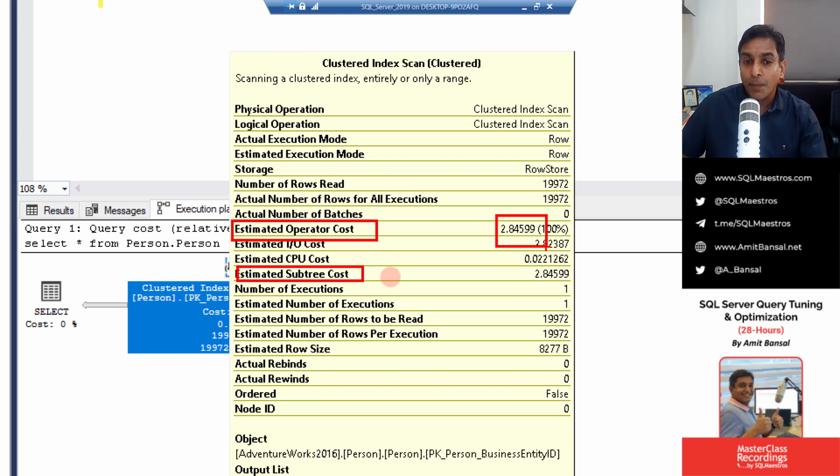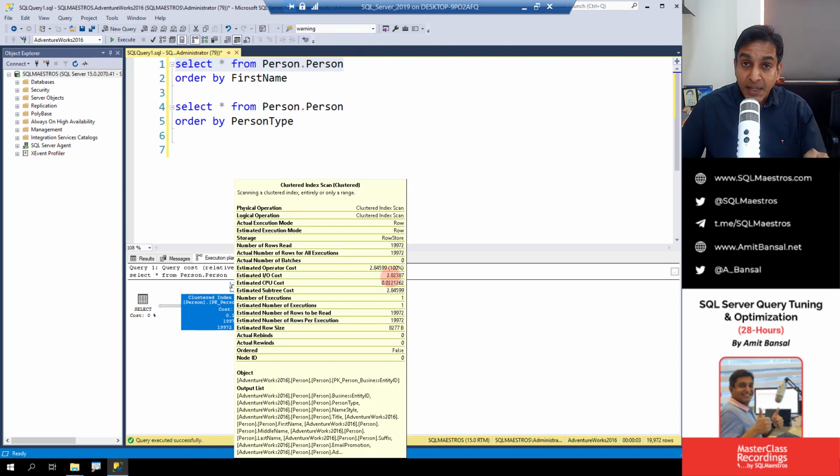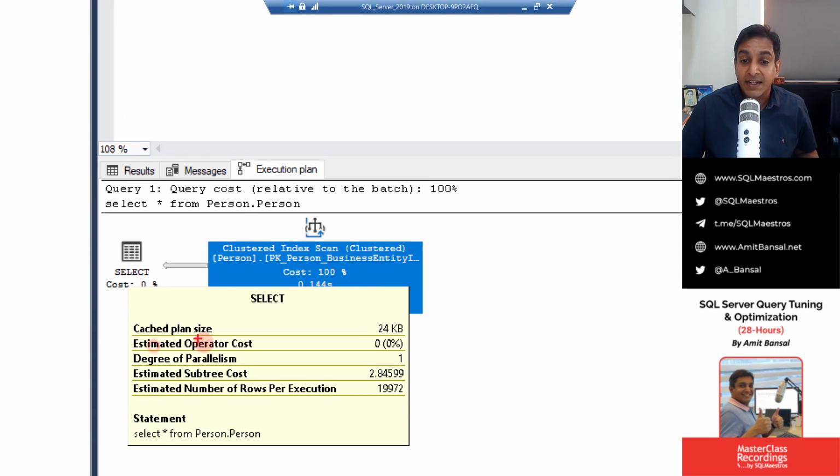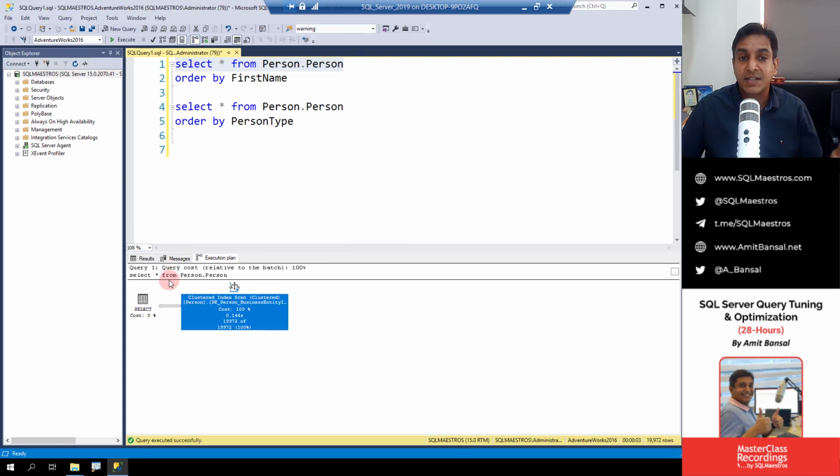Now, if you look at the operator cost, 2.8, this is the only operator here in this execution plan. Which means if you look at the cost of the select operator once again, it is the same number, 2.8. And when you say estimated subtree cost, in the subtree there's only one operator, and that is the cost of the plan itself. Let's take this one step further and understand with a few more operators.